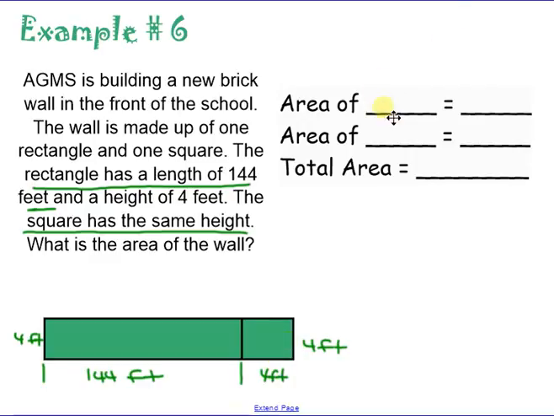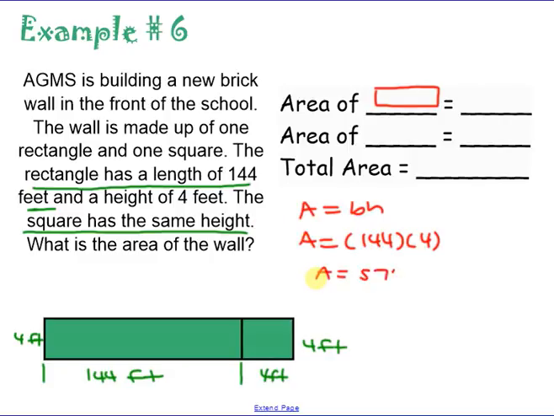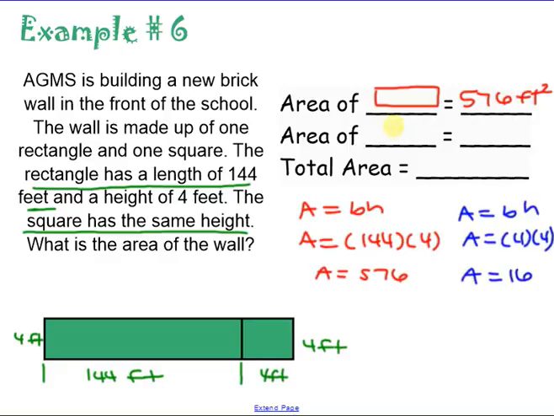So it wants to know the area, so I'm going to go ahead and calculate the rectangle first. So area equals base times height. Area equals 144 times 4, which is 576 feet squared. And then I'm going to calculate the square, which is area equals base times height. And both of those are going to be 4. So the area is going to be 16 feet squared. And when I add both of those together, I get 592 feet to the second power.